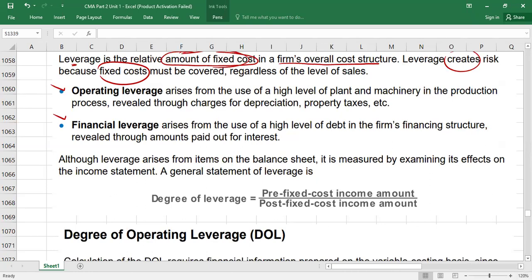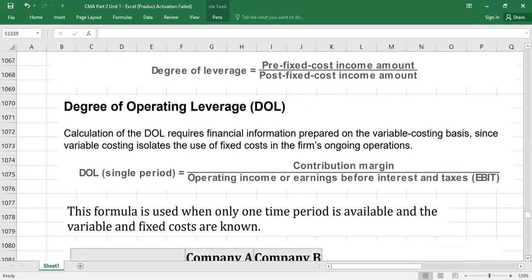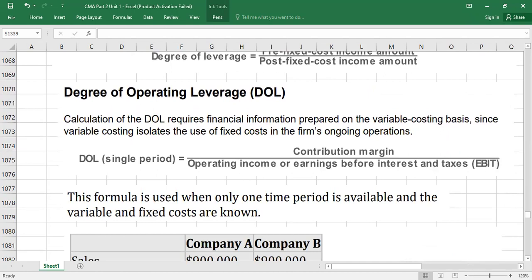Let's understand now how to measure the risk of operational fixed cost. To measure the risk of operational fixed cost, we always calculate operating leverage. So we are going to discuss the formulas now, how to work with operating leverage. This is also called degree of operating leverage. Please remember, guys, let me tell you one note.